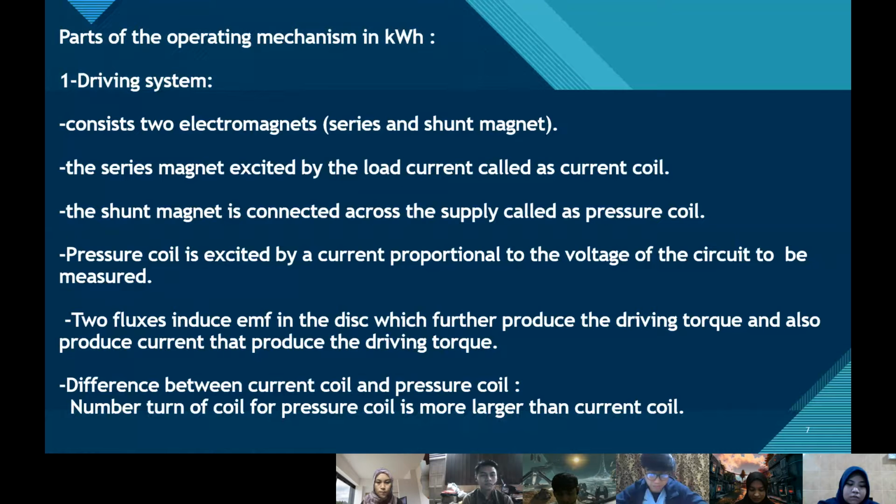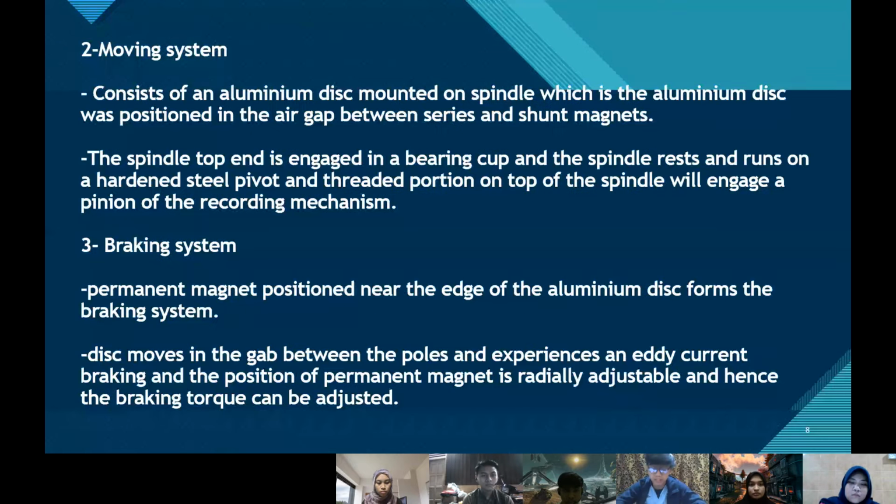Fifth, two fluxes induce EMF in the disc, which further produces current that produces the driving torque. The difference between the current coil and the pressure coil is that the number of turns of the pressure coil is larger than the current coil. Next, moving system. Thank you.